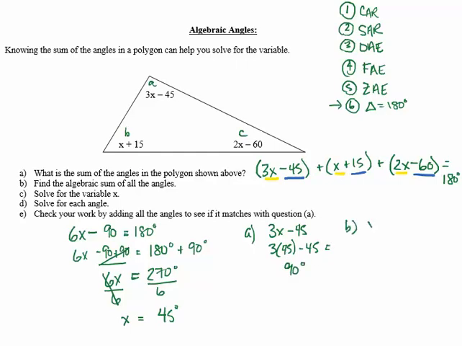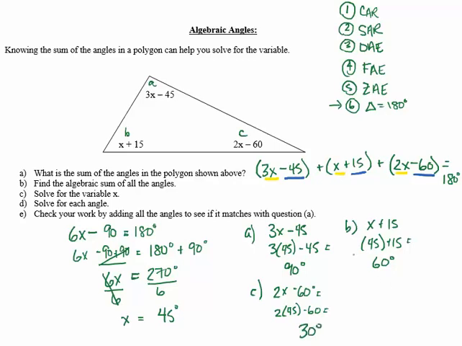And angle B is x plus 15. I'll replace x with 45, plus 15 makes 60. And then angle C is 2x minus 60. And so that's 2 times 45 minus 60. 2 times 45 is 90, minus 60 is 30 degrees.